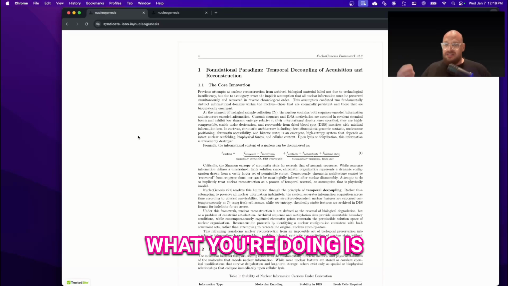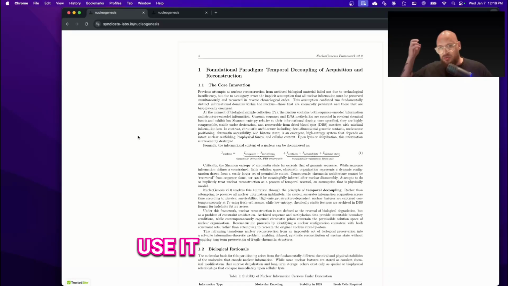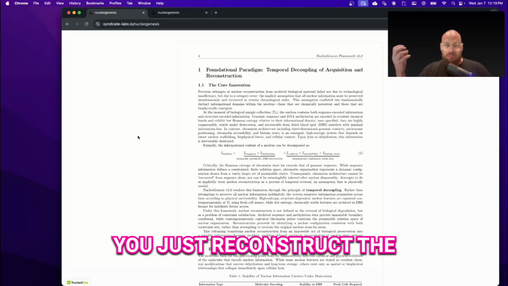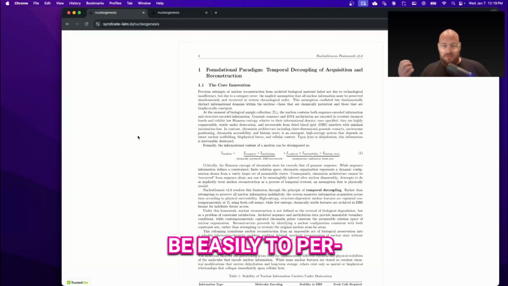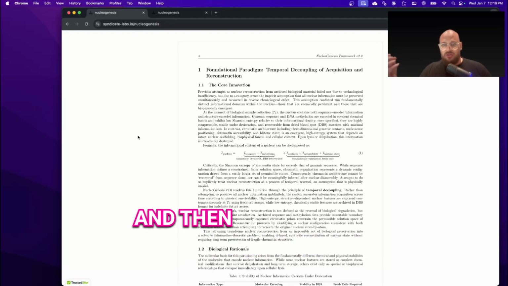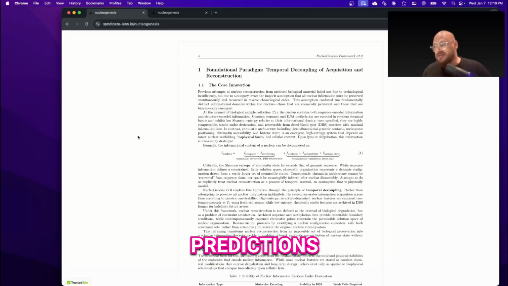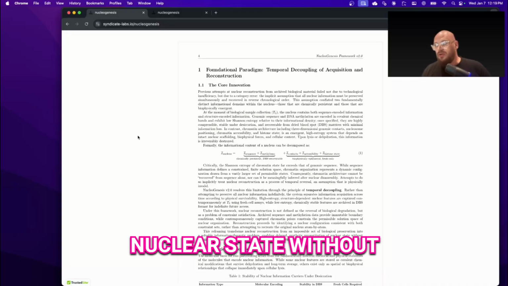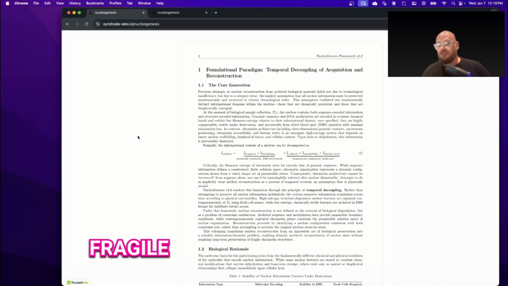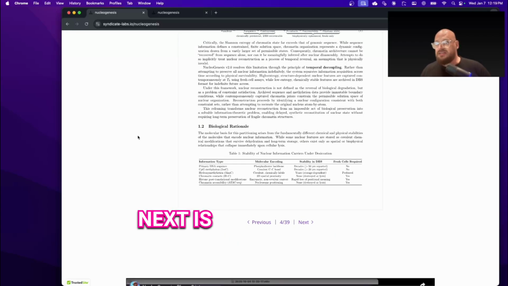So what you're doing is instead of trying to keep everything in one static state to then use it or reconstruct it or see it in the future, you just preserve the parts that are known to be easily preserved, and then reconstruct everything else via assumptions and predictions. Okay, so synthetic reconstruction of the nuclear state without requiring long-term preservation of fragile chromatin structures. So anyway, I'll go over next the biological rationale.